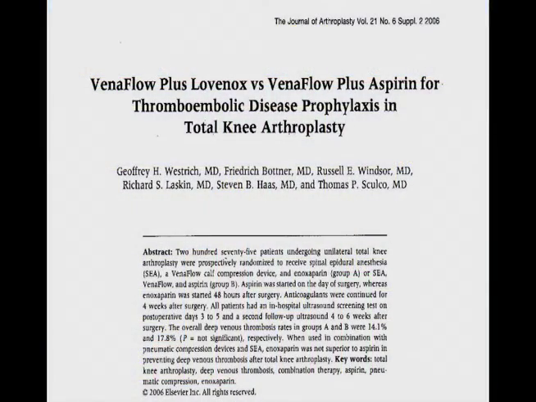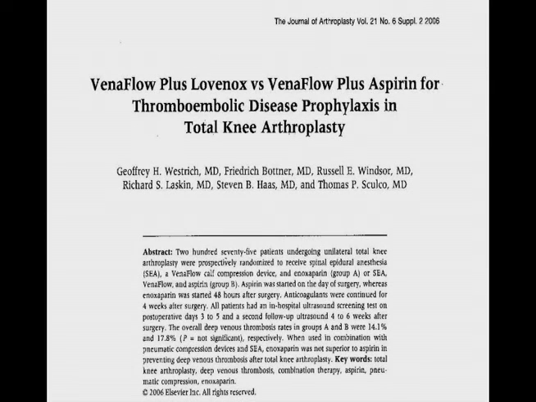With the hemodynamic study, we took the device that had the greatest increase in peak venous velocity, which was the VenaFlow device, and we did a head-to-head comparison with VenaFlow and Lovenox versus VenaFlow and aspirin to see if adding a potent anticoagulant with mechanical compression made a difference. This was a randomized prospective study. We published this in Journal of Arthroplasty in 2006.